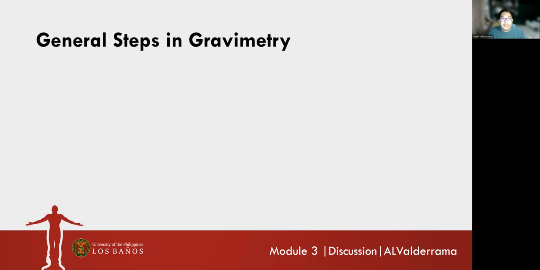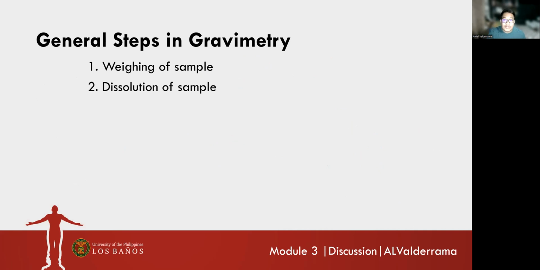So what are the general steps of gravimetry? In this case, we will have 8 steps. First, we have to weigh the sample, since the initial weight of the sample is very vital in determination of your analyte, or the amount of analyte of your analysis.